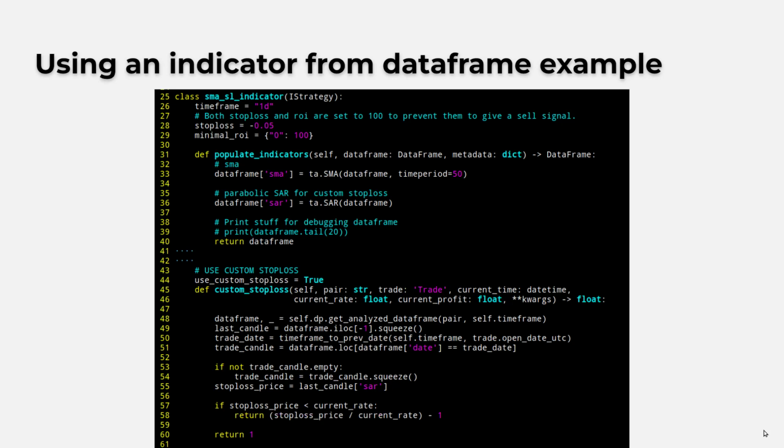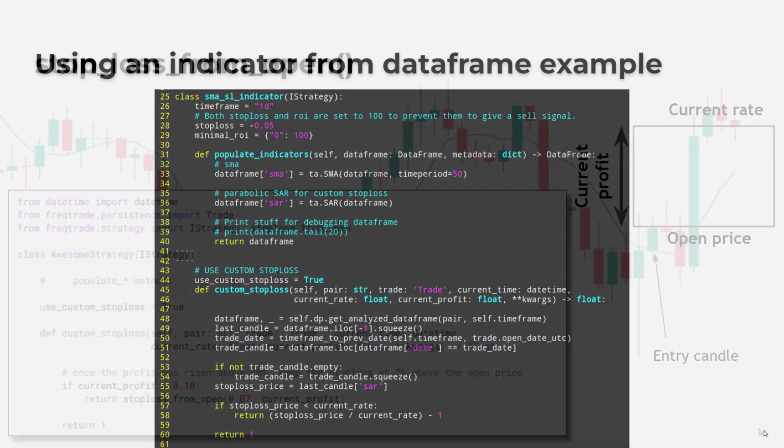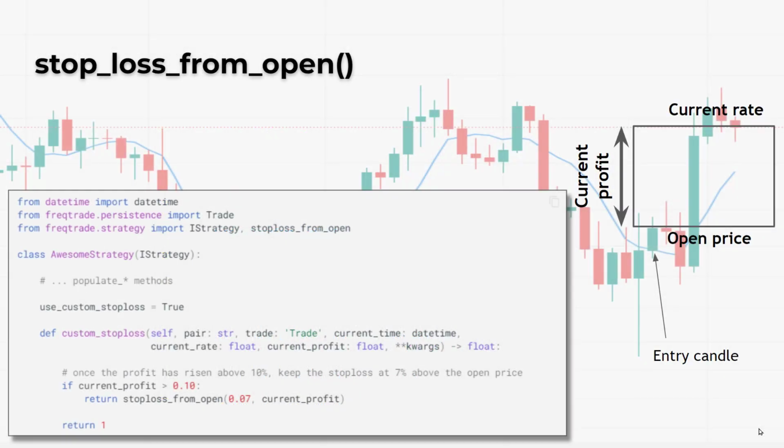If this situation changes and the current price moves below the stop loss price, then the stop loss level gets hit and the bot will sell the position. Now, there are also some other common helpers to calculate a certain stop loss level, and you probably saw them passing by in the last couple of examples.